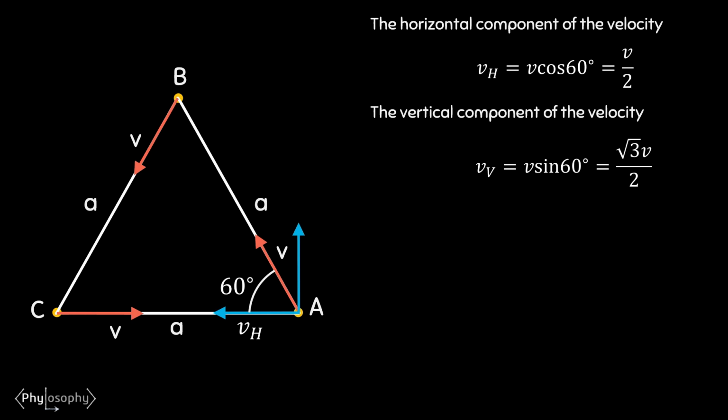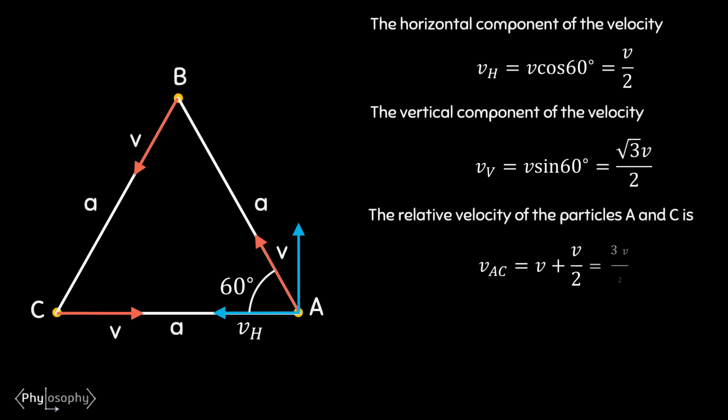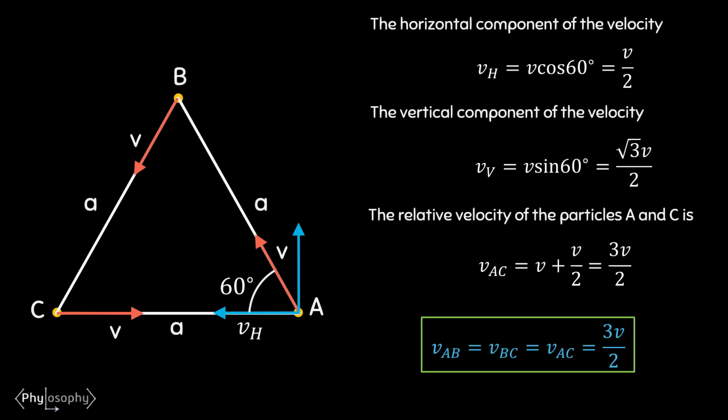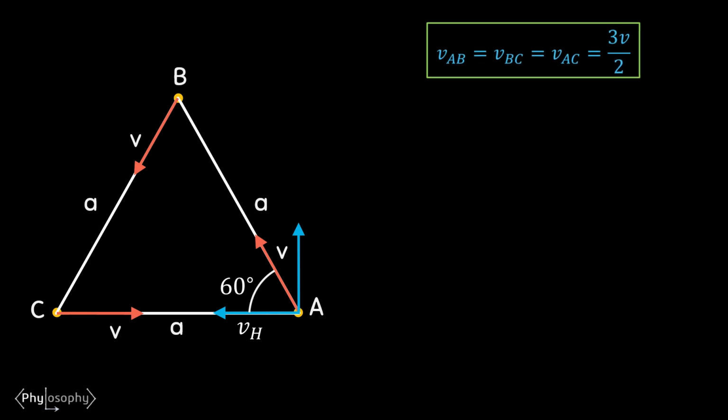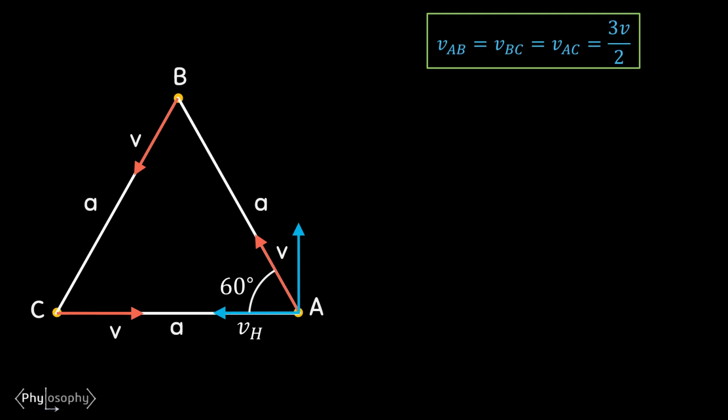So the relative velocity of the particles at point A and at point C is Vac equals V plus V over 2, or it is equal to 3V over 2. Now this is also the relative velocity between the particles A, B and B, C. So the relative velocity between any two particles is the same and it is 3V over 2. Now initially the particles are separated by a distance a and the final separation is 0. That is when the particles meet with each other at the centroid of the triangle.